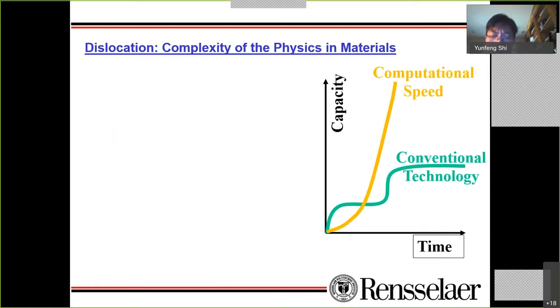Really, from the beginning of computation, the 1950s, maybe 1960s, the computational speed increased non-linearly, or exponentially, actually. It follows a power law. It follows the famous Moore's law, right? So it does not plateau. This is why computational power is going to be greater and greater and cheaper and cheaper. That's why we spend our time to learn computational tools.